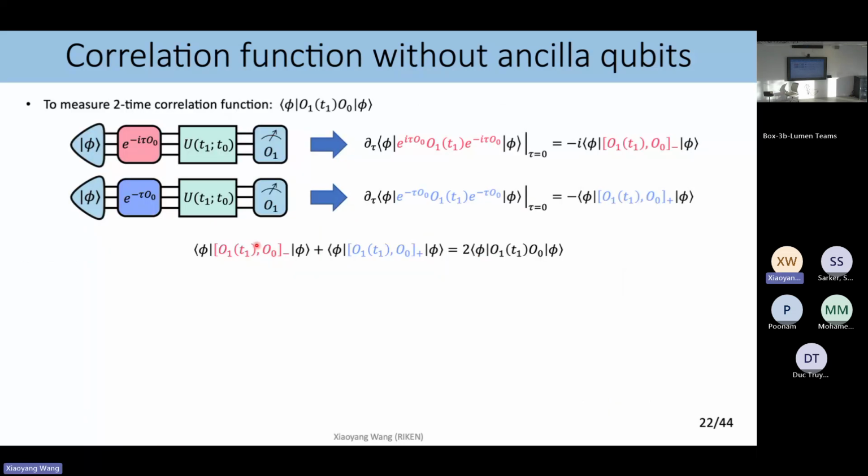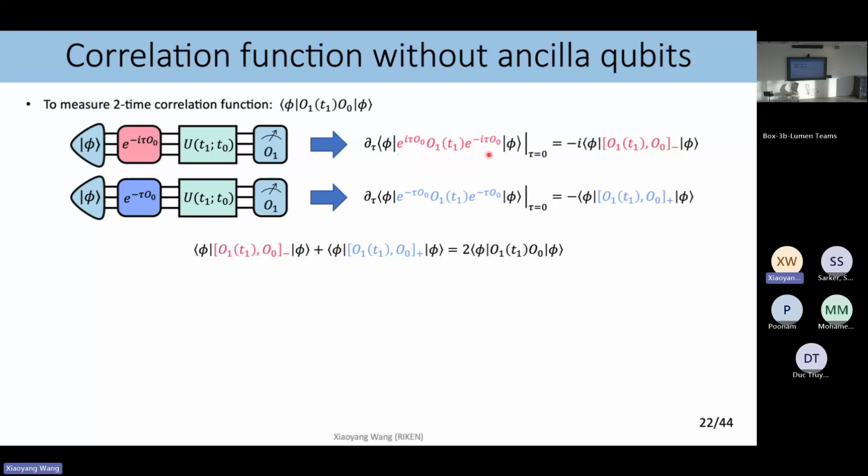To see whether our method can be used to measure the commutator and anti-commutator, we take this simple example of two-time correlation function. We first prepare this initial state phi, and then perform this imaginary and this real-time evolution of e to the minus τO, and this tau is the duration of this evolution.